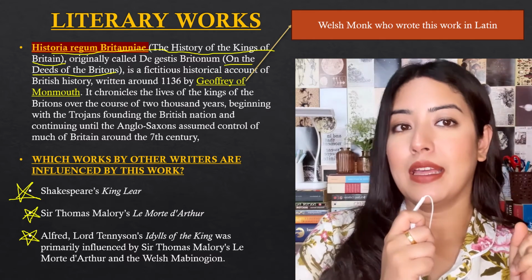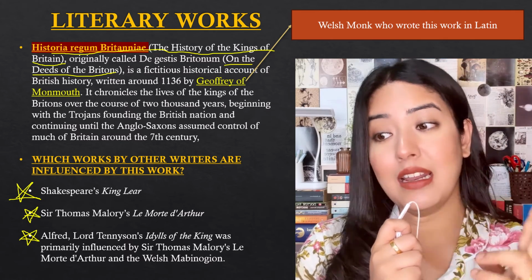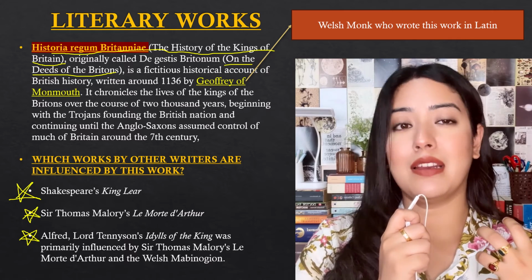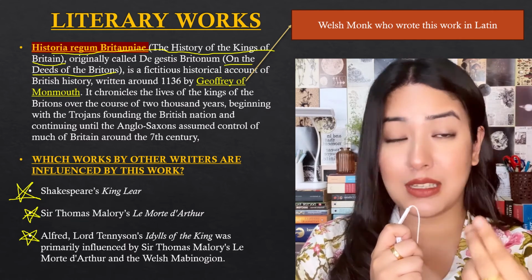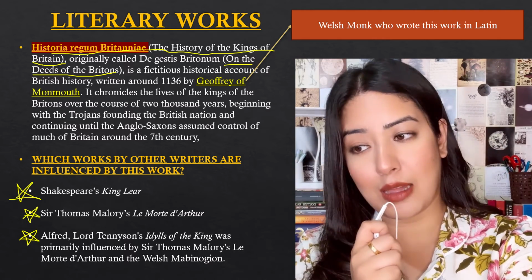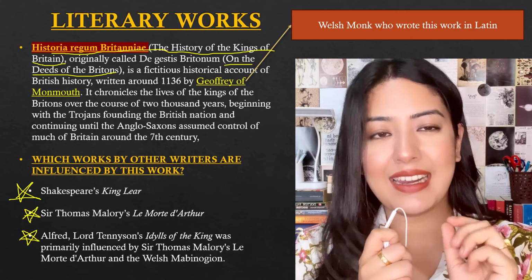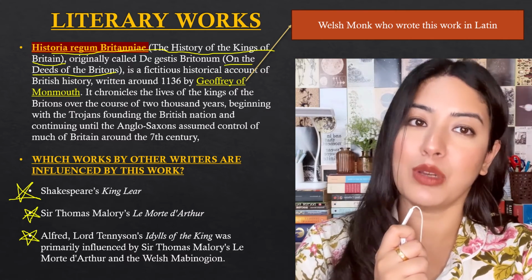In the same way, Historia Regum Britanniae was first written by Geoffrey of Monmouth. Then Sir Thomas Malory got inspired by it and wrote Le Morte d'Arthur. And by getting inspired by Thomas Malory's work, Alfred Lord Tennyson wrote Idylls of the King. But indirectly, he is influenced by Historia Regum Britanniae only.